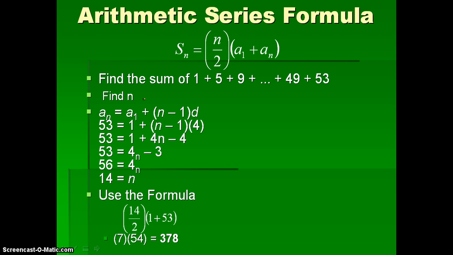Find the sum of 1 plus 5 plus 9 plus a few other numbers, and your final two numbers are 49 plus 53. So you have to find n first. You use the arithmetic sequence formula that we used earlier, so I'm not going to explain that. Then you use the arithmetic series formula. You plug in 14 for n over 2 times 1, which is A sub 1, plus 53, which is A sub n. So what you get is 7 times 54 equals 378.